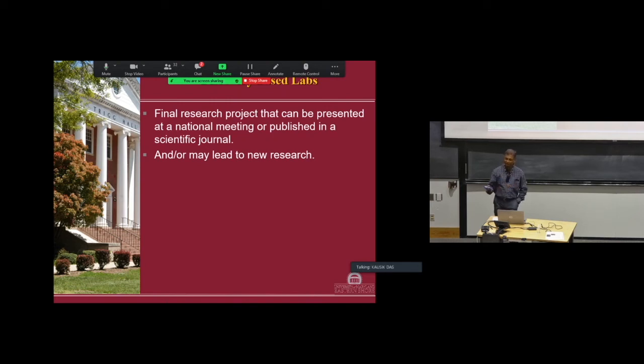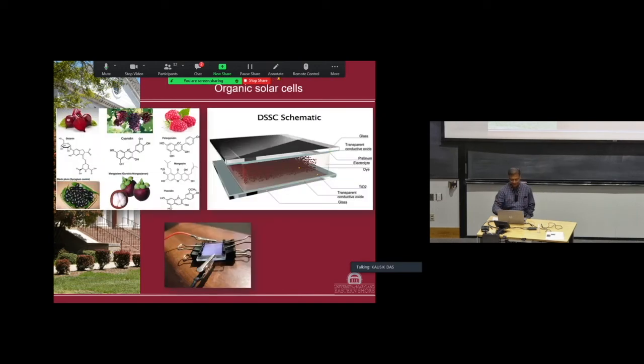If we fail, it's not a failure, because the students are going through that research process. It's a valuable learning experience for them. So it's a win-win situation. So we can create this trained pipeline of students to go to grad school. Right, that's the goal. So one of those projects was this organic solar cell.